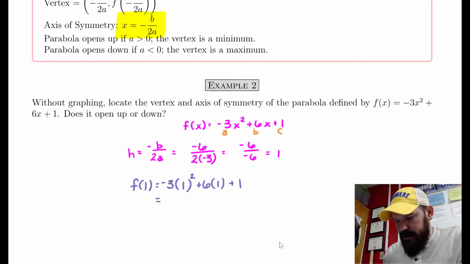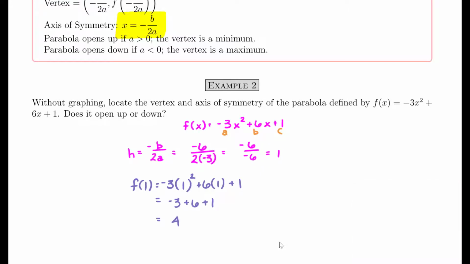So when I simplify this, I get negative 3 plus 6 plus 1, which is going to be equal to 4. So I know my vertex now is (1, 4). My axis of symmetry is x equals 1. That's the x-coordinate of the vertex.